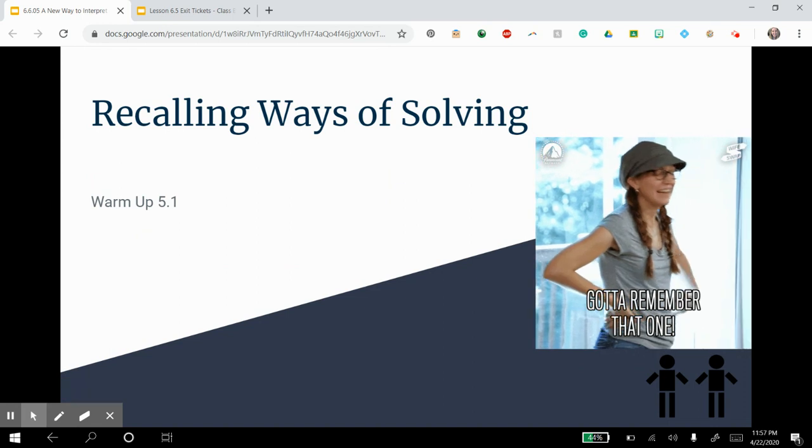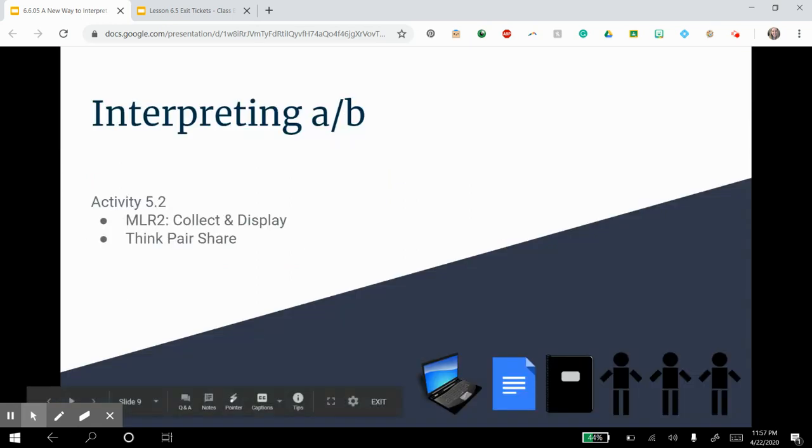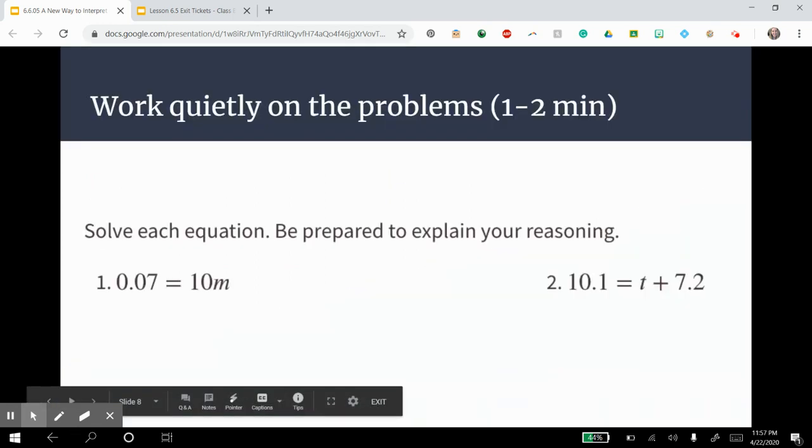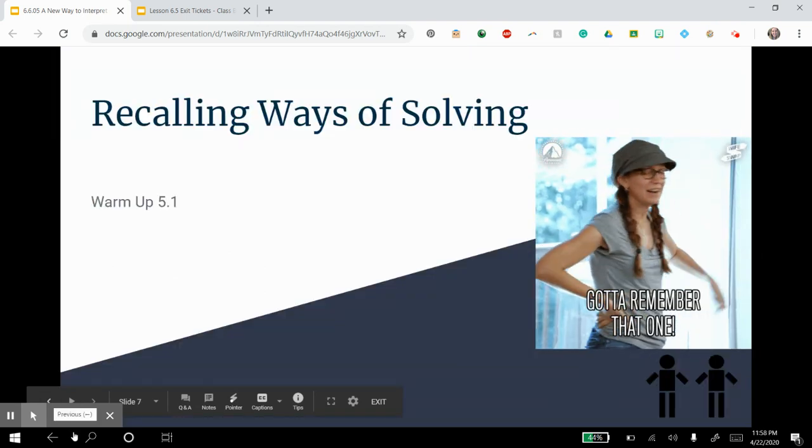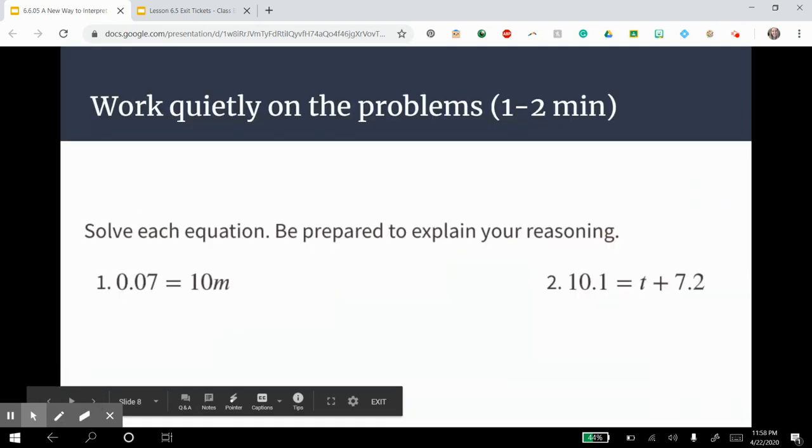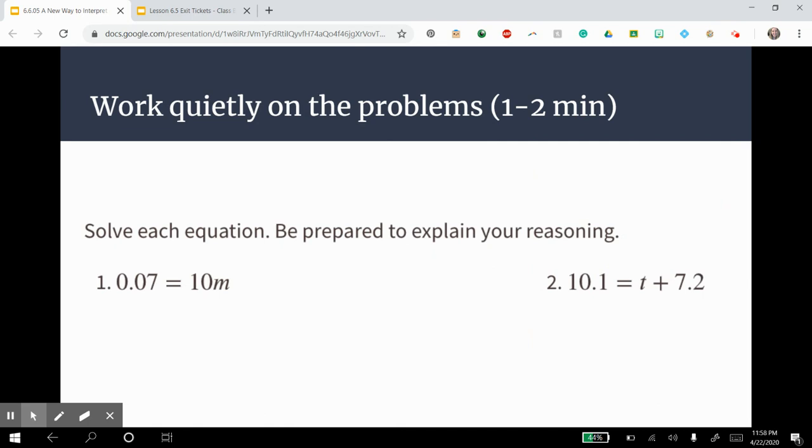Okay, so we're going to start off with a warm-up. Oh, and for the warm-up, oops, did I skip something? Yeah, there we go. Okay, I want you to go ahead and solve each of these equations and think of how you may explain to somebody how you solved this. Go ahead and pause. It should take you about 2 minutes. If you need more time, of course, take it. When you're done, press play and I'll go over it.